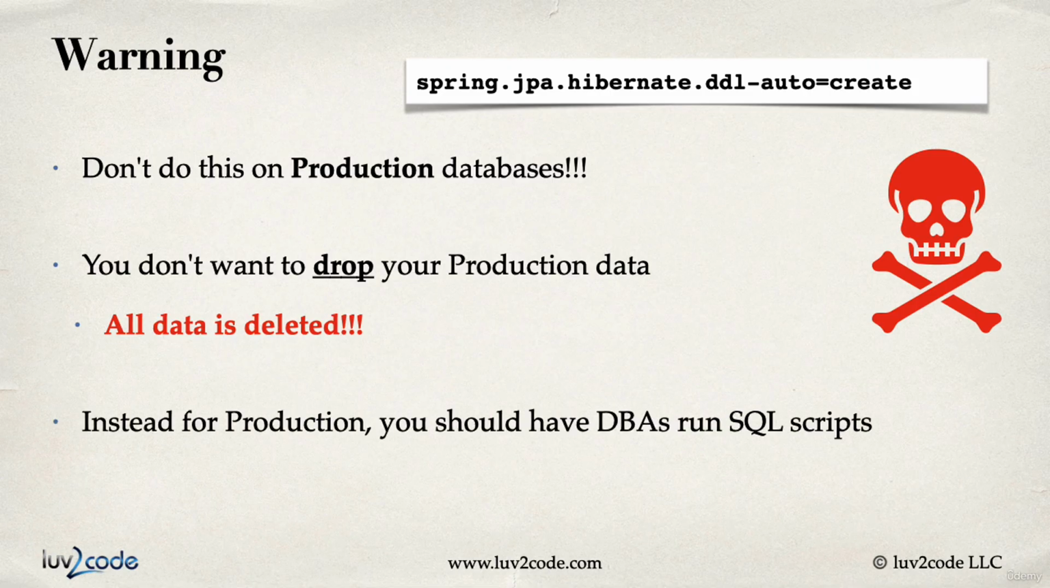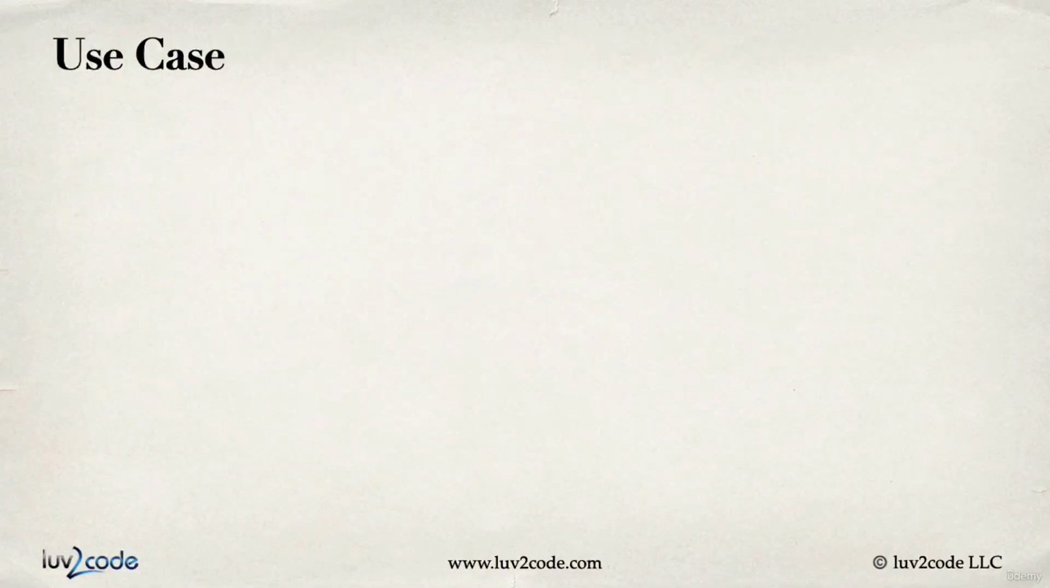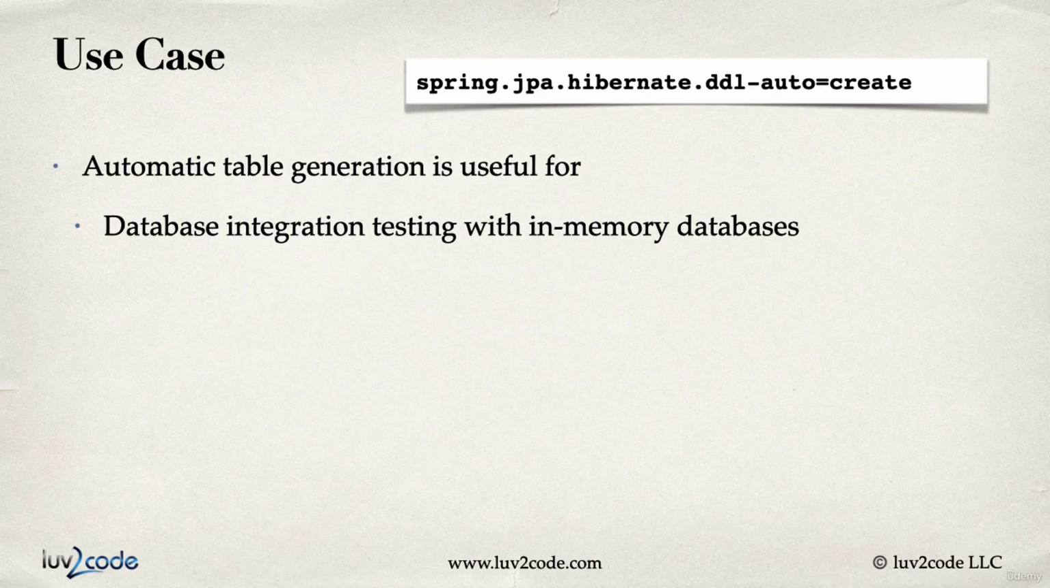Instead, for production, you should have DBAs run SQL scripts and let them manage the production data. You want to try and stay hands off as much as possible. Now you may wonder, what's the use case for this configuration? Automatic table generation is useful for database integration testing using in-memory databases. It's also really good for basic hobby projects where you're the only developer working on it in a small, isolated fashion.